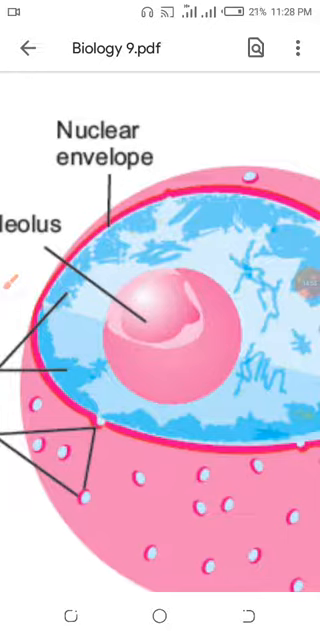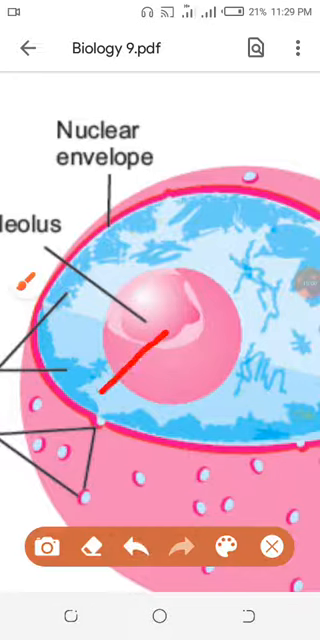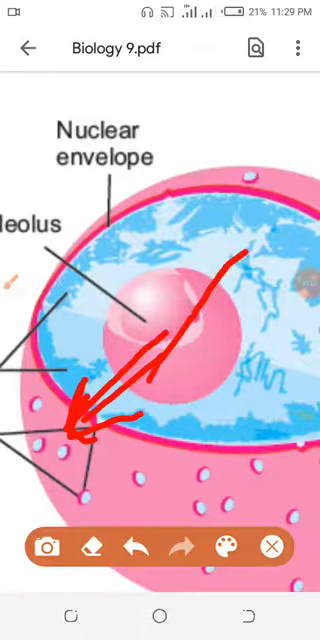No problem. Listen here. The chromosomes which are present are 23 pairs. Now tell me mathematically how many chromosomes? 23 pairs, of course 23 multiplied by 2 equals 46. So 46 chromosomes are present in the human body. In other words, I can say 23 pairs of chromosomes are present in the human body.